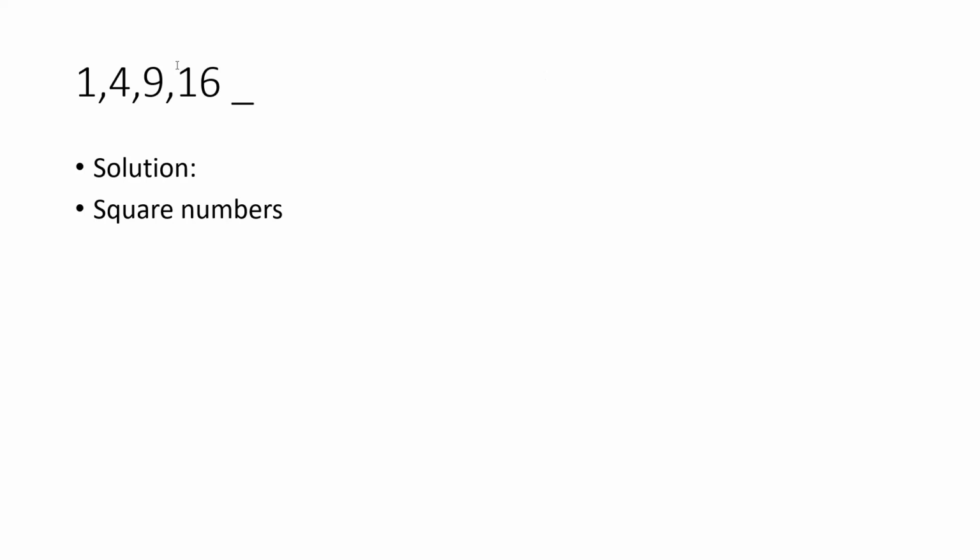So this is 1 squared, this is 2 squared, this is 3 squared, this is 4 squared. This will be 5 squared. 5 times 5 equals 25. The answer is 25.